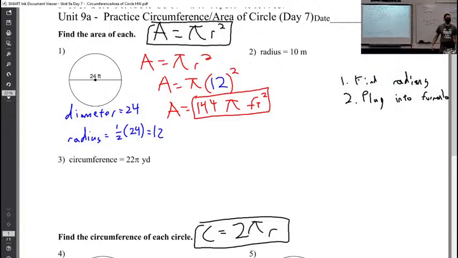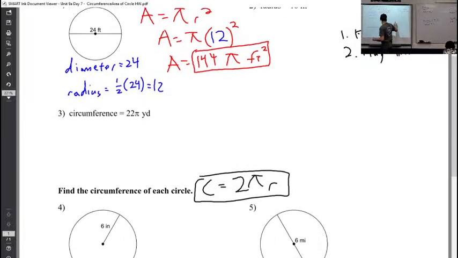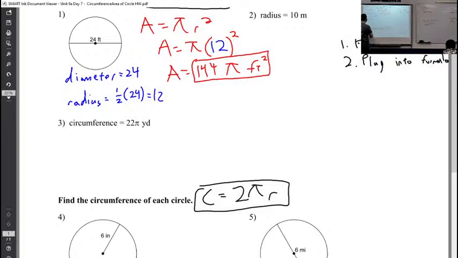Let's jump down to number 3. Number 3 is a bit more complicated. We are still figuring out the area. The area is still pi times the radius squared. But this time, figuring out the radius is going to be just a little bit more complicated. And you'll do this on number 6 too. Something pretty similar to this, but the formulas are going to work in reverse.